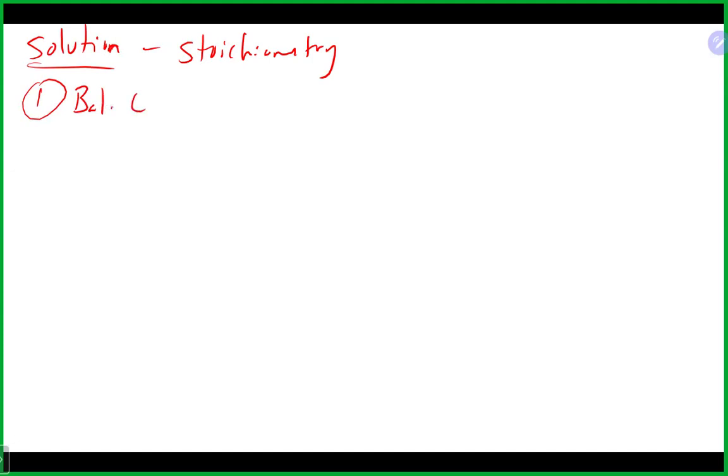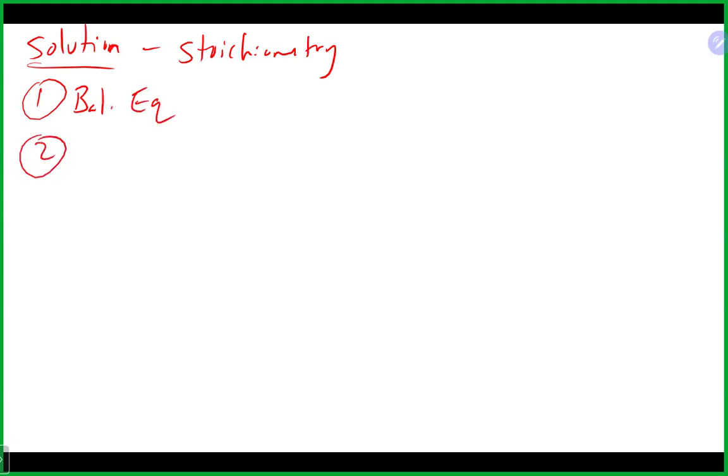Okay, we're still talking here, chapter 15, solutions. And we've been talking about, again, solution stoichiometry. And remember, any stoichiometry, if it's basic stoichiometry, gas stoichiometry, solution stoichiometry, they basically all follow the same sort of four steps. We always want to have a balanced equation.